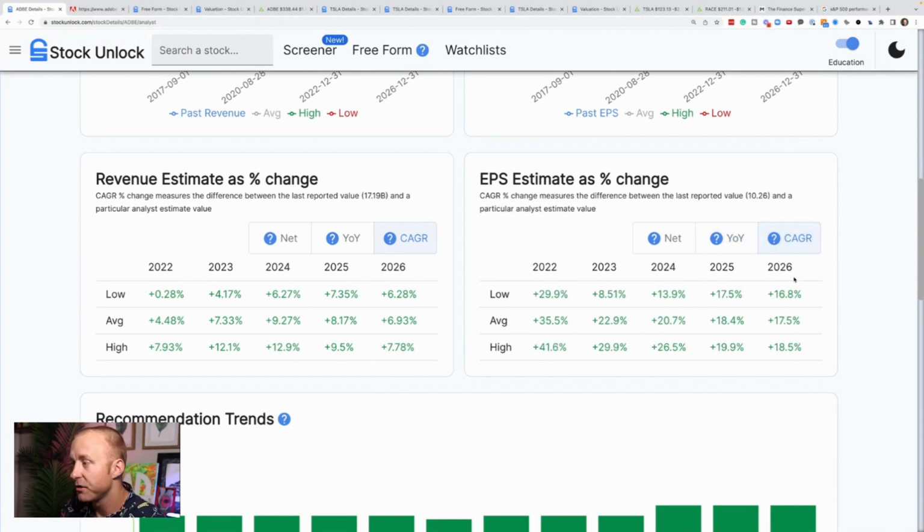And if we look at earnings per share growth, it's expected to be, on average, a compound annual growth rate through 2026 of 17% on the low side to 18.5% on the high side. And we're going to use this in our discounted cash flow analysis when we think about our price targets.